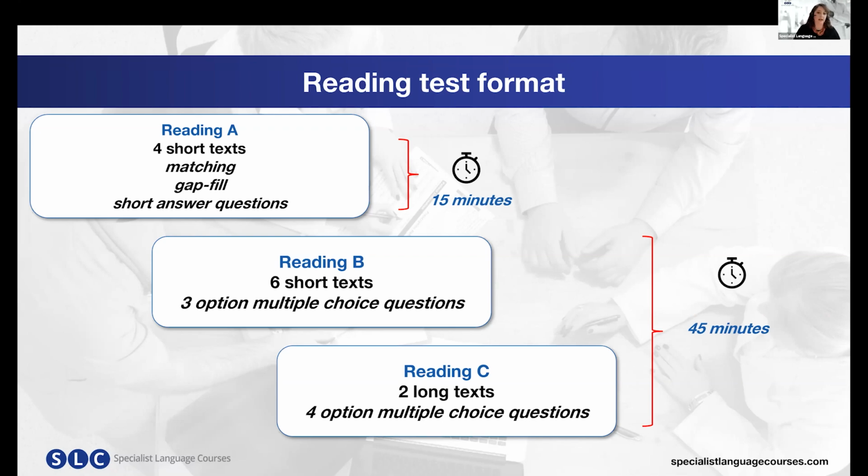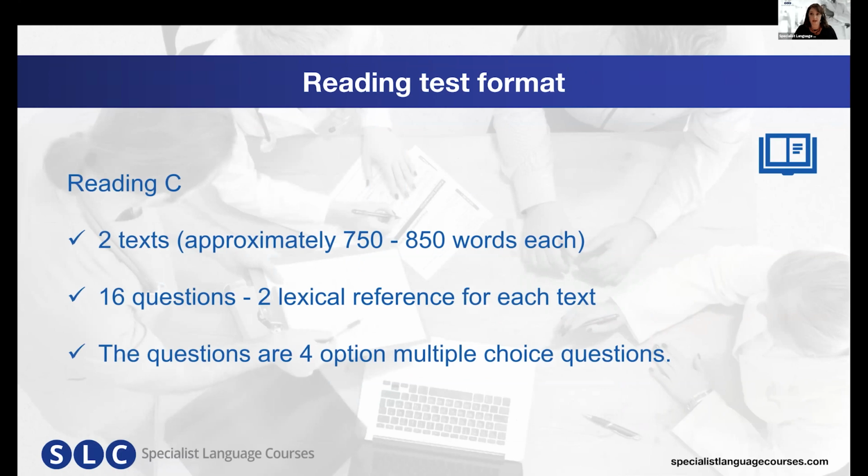Now, looking particularly at Reading C, what can you expect? You will see 2 texts. Each text is approximately 750 to 850 words. So these are longer texts that you're expected to read and analyze and answer questions on. There are 16 questions in total, so 8 questions per text. Including 2 lexical reference questions for each text. We'll talk about this a little bit later today. The questions are all 4 option multiple choice questions.